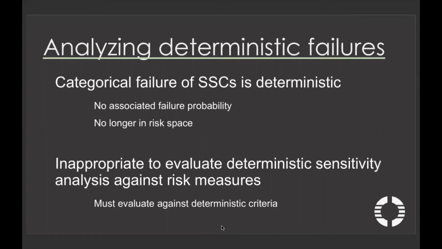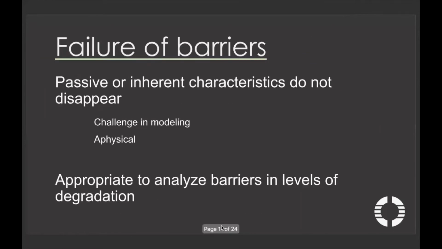We believe it's inappropriate to evaluate deterministic sensitivity analysis against risk measures, and you really need to evaluate that against deterministic criteria. Failure of barriers, or the failure of inherent characteristics, is one thing I mentioned before, but passive or inherent characteristics don't necessarily disappear. They may be degraded.